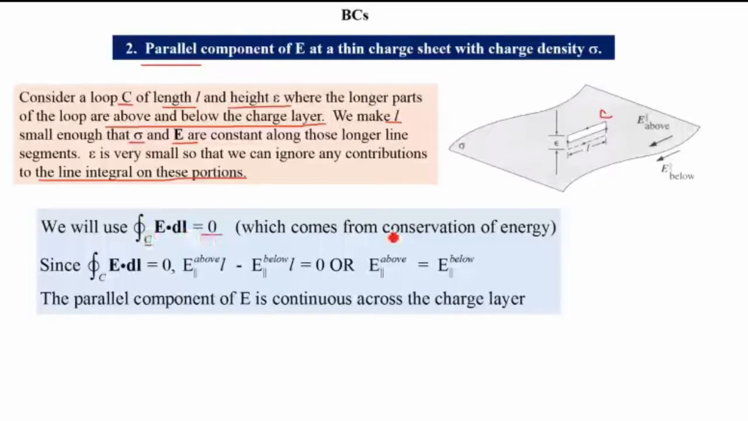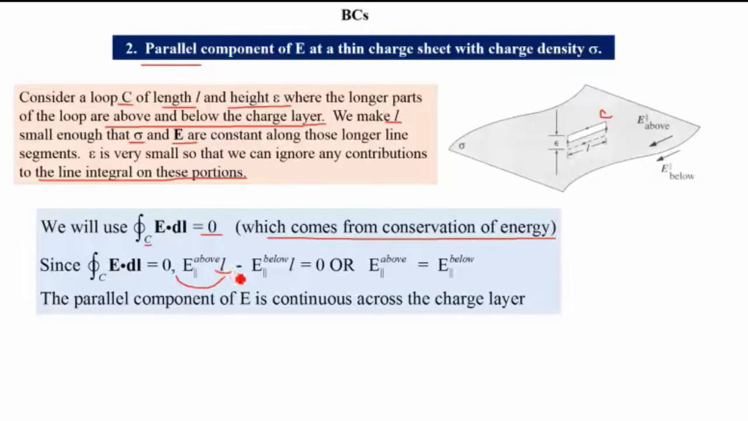And if you remember that that's consistent, actually we can say it comes from the conservation of energy. So if this is zero, if you take a look at the line integral, the first thing you have here is the component that's in this direction here, and that will be E above parallel, because we're only considering the parallel component, which then survives this dot product, and we get an L for the L component of the path.